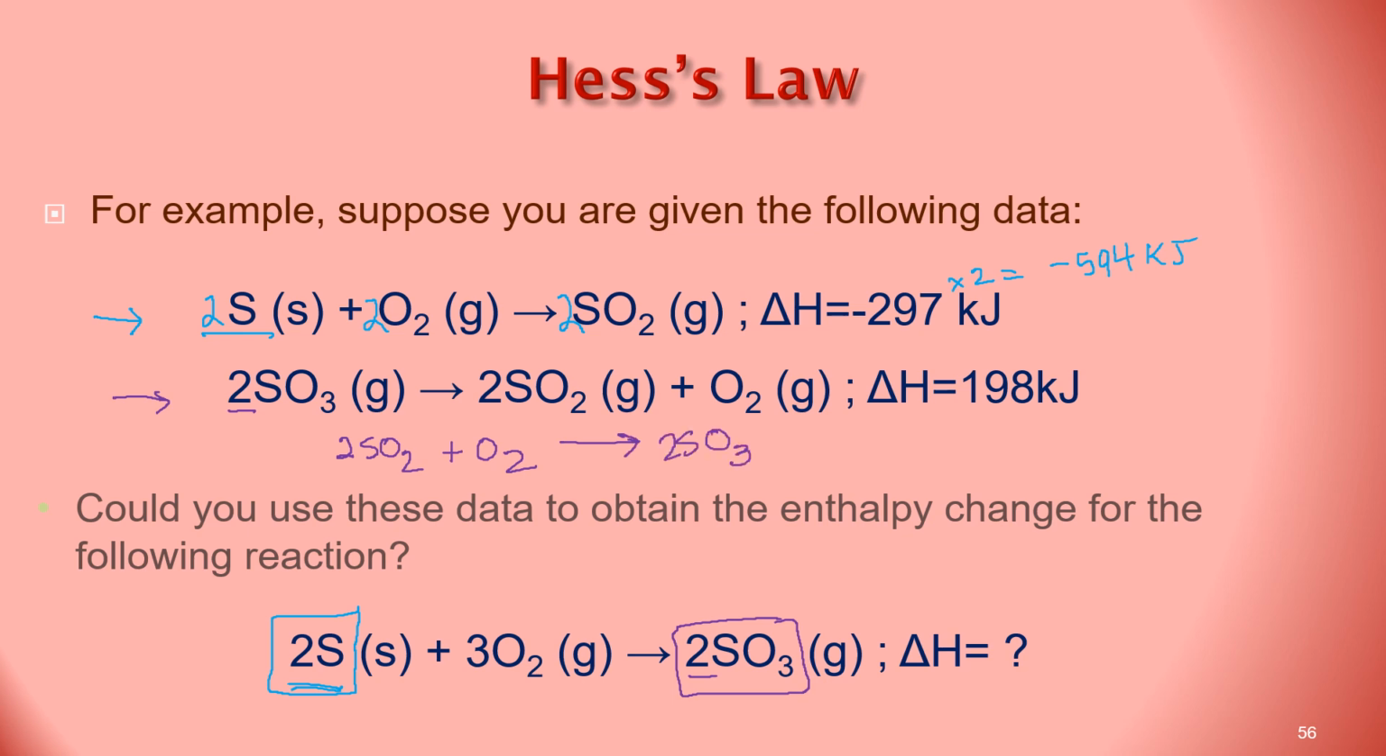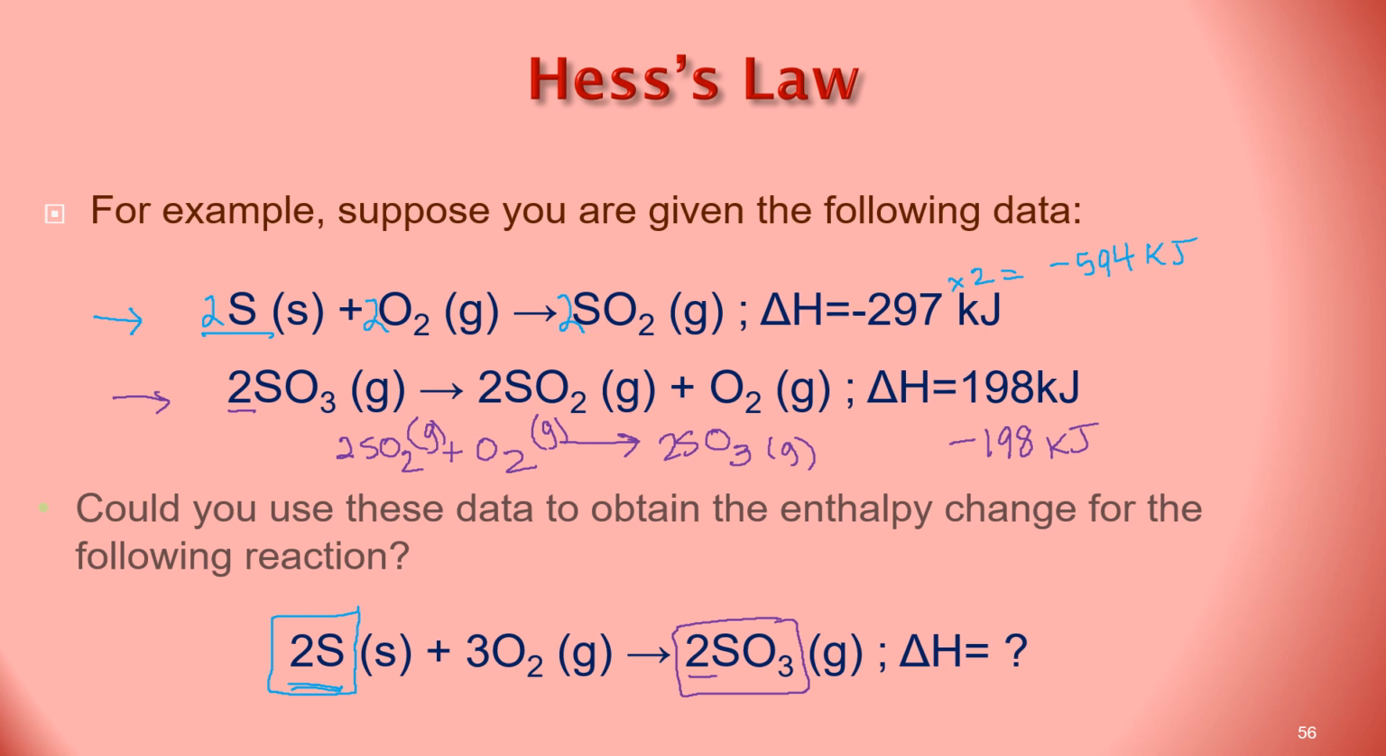And if you remember from earlier, of course the others come along with it, but I'm just kind of being sloppy here. If I reverse the equation, what happens to the delta H? Well, the delta H changes sign. So the delta H for my new equation that I just wrote is negative 198. Now, if I add them together, notice what happens.